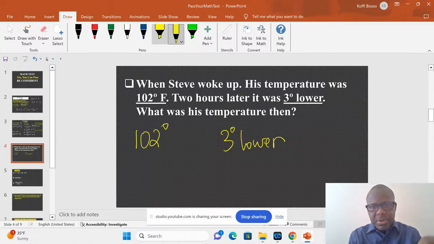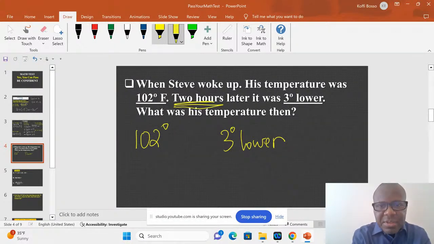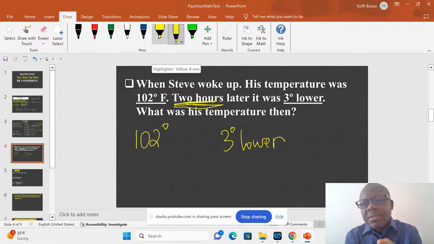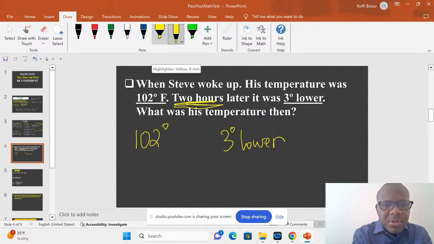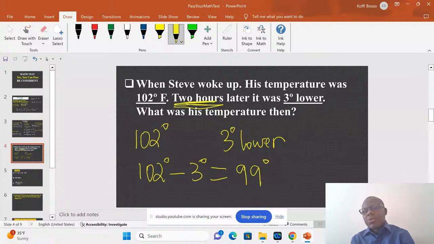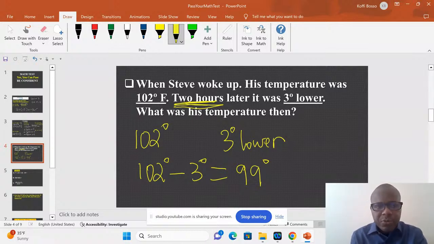So in this word problem, we don't need the 2 hours later. You can say 5 hours later, we don't need it. What we need here is 102 degrees and 3 degrees lower. But that lower means what? It's like a drop, so you have to do minus. That means take 102 degrees minus 3 degrees, and you get 99 degrees. So key information will guide you to know what type of operation you will use for the question. Okay, let's continue.